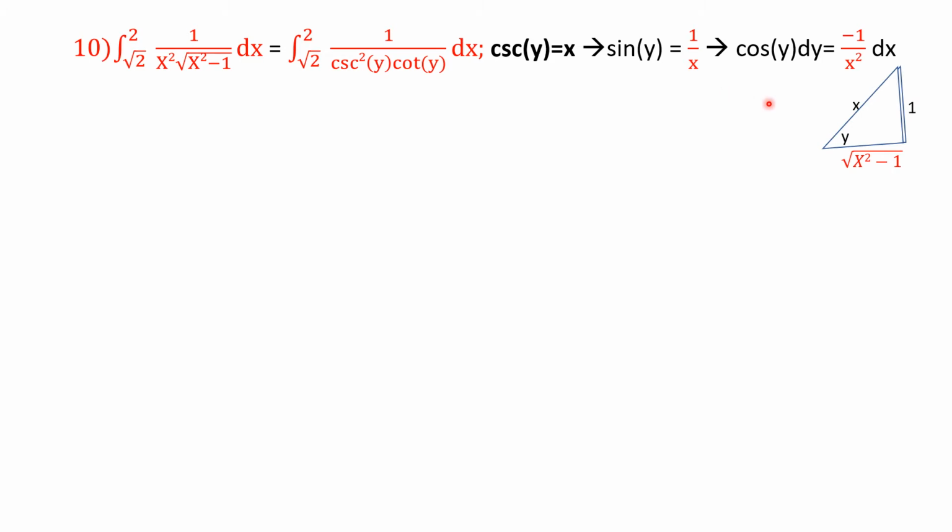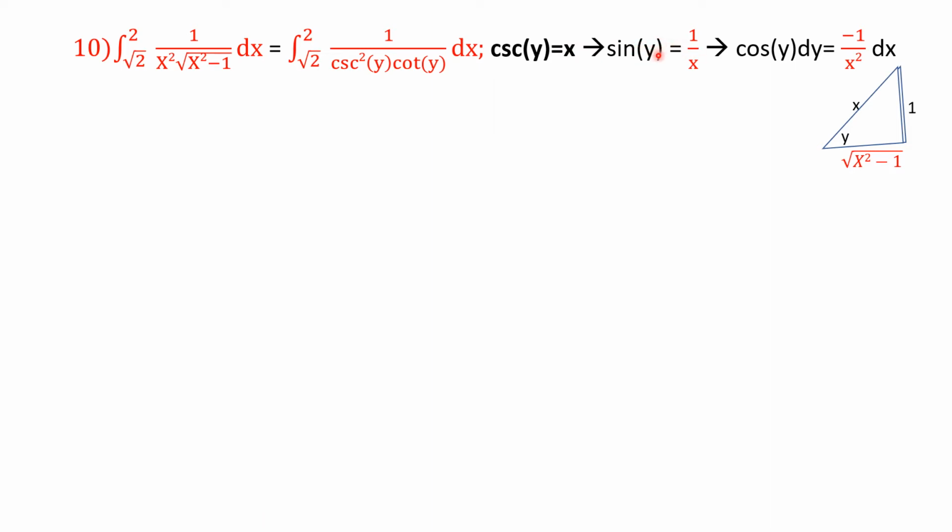which is equivalent to saying sine of y equal to 1 over x. Now we will use this right-angled triangle. This is the angle y, and we can see that sine of y equals the opposite divided by the hypotenuse, which is 1 divided by x. Sine y equals 1 divided by x, which is consistent with this. Also, cosec of y equals x. Cosec of y is nothing but the hypotenuse divided by the opposite. So that works fine.